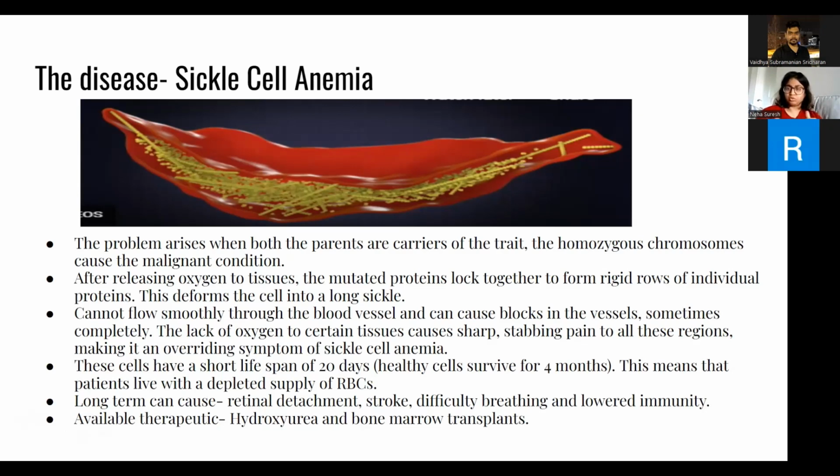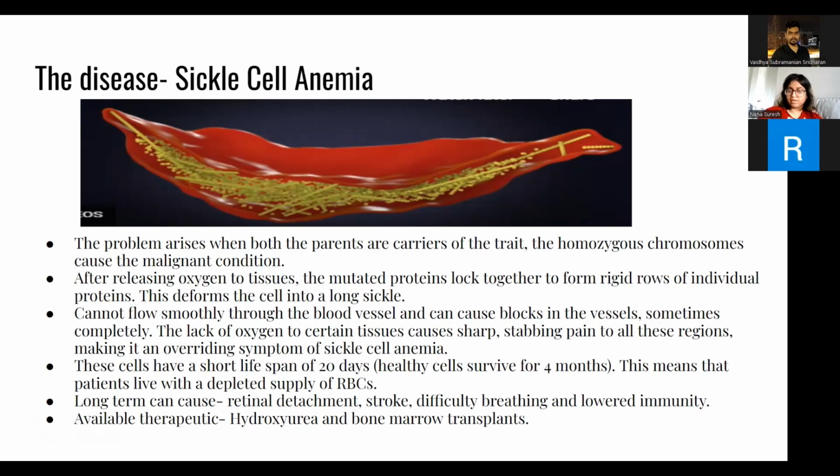Blood cannot flow smoothly through the blood vessels, especially the arteries, and the lack of oxygen causes sharp stabbing pains across the body. These cells have a very short lifespan of about 20 days, while healthy cells survive for about 4 months. Patients usually don't survive past 20 years of age if left completely untreated. The long-term effects of sickle cell anemia are retinal detachment, stroke, difficulty breathing, and lowered immunity.